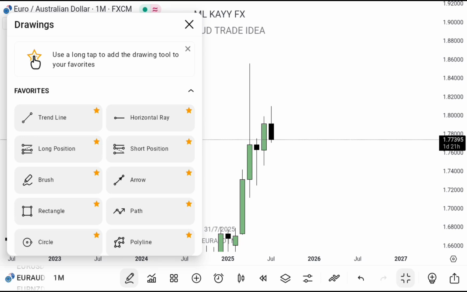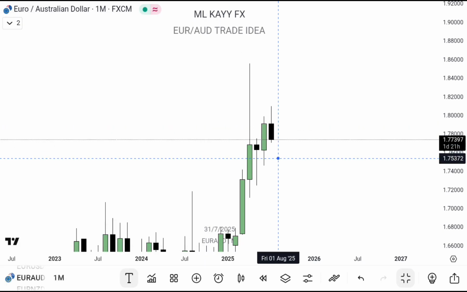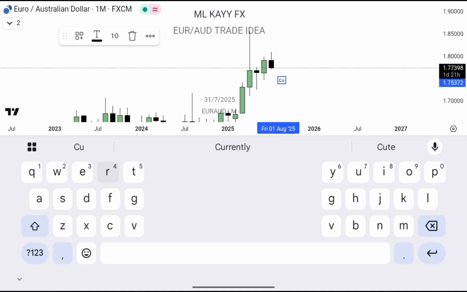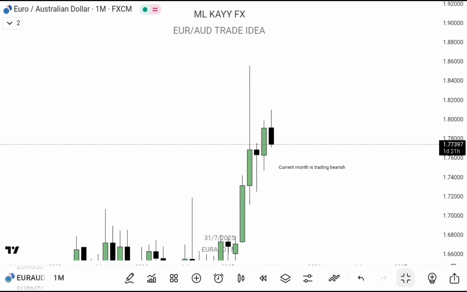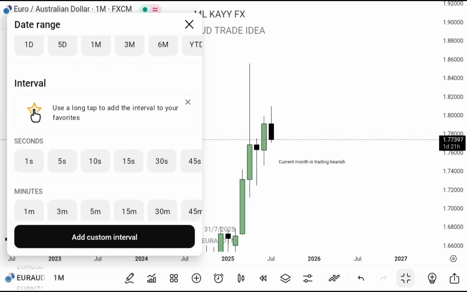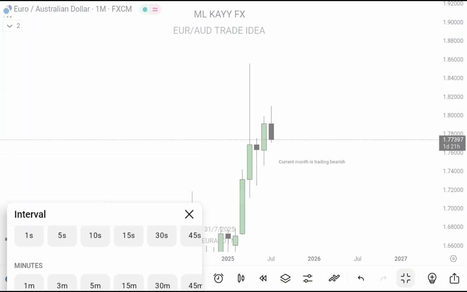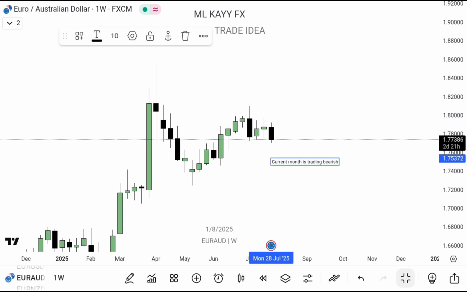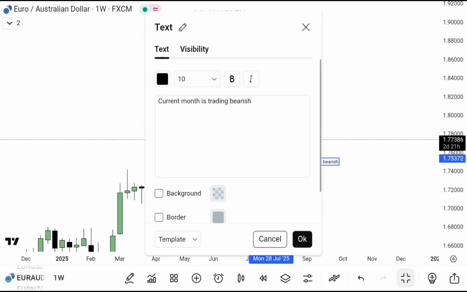Good day, everybody. Here we will be analyzing Euro AUD, starting from the monthly time frame. As you can see, our current month is bearish. Our current month is trading bearish, so we're going to drop down to the weekly time frame also to check if the current week is also bearish.